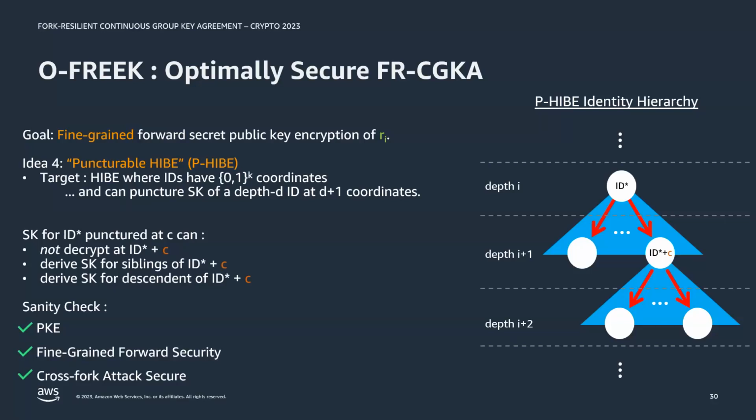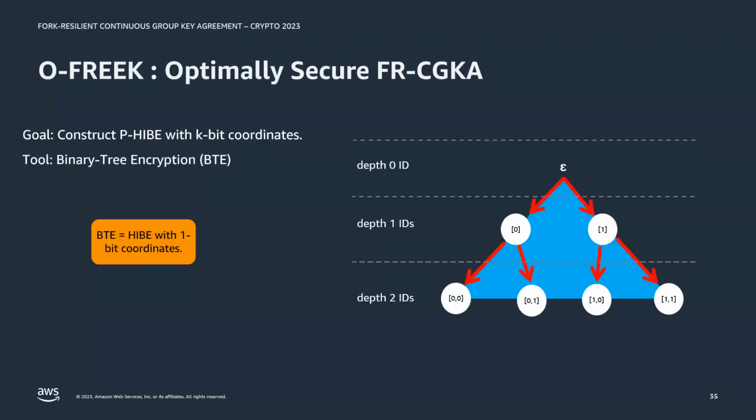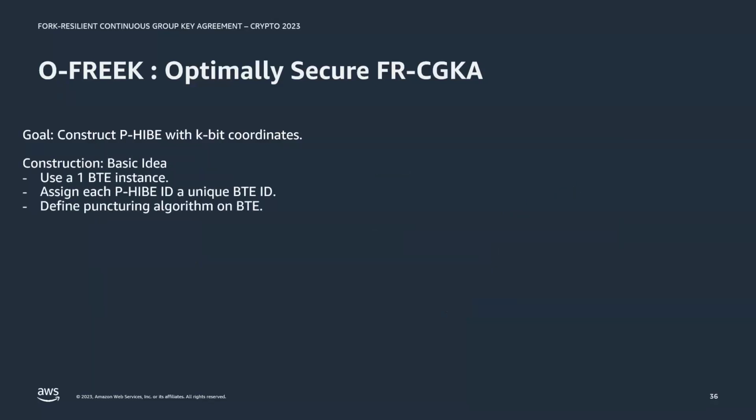So for the last part, I'm going to tell you a little bit about how we construct this function. We're going to do that using a primitive called binary tree encryption, which is just a HIBE with the only restriction that each coordinate in your identity vector is just one bit. And so the identity hierarchy is like a binary tree, a massive binary tree. Our puncturable HIBE is effectively going to be constructed out of a single instance of the BTE, which is great, it's simple. And the only thing we really need to do is assign every puncturable HIBE identity its own BTE identity that represents it. So if you want to encrypt to that puncturable HIBE identity, you're really just going to encrypt to the BTE identity that was assigned to it.